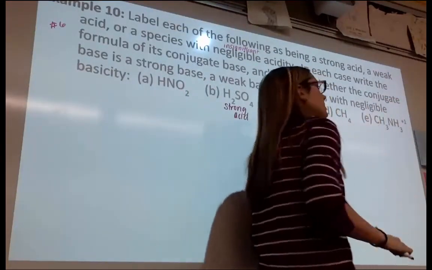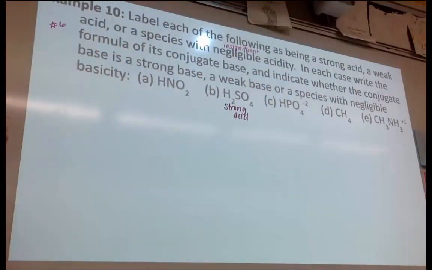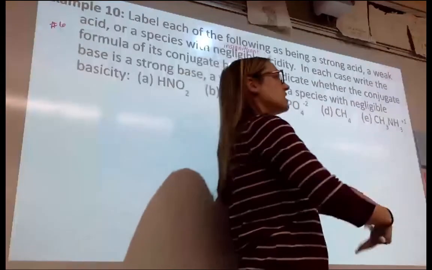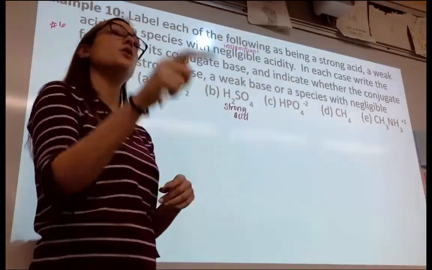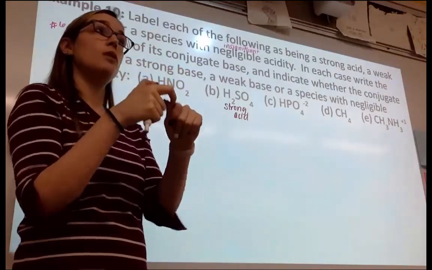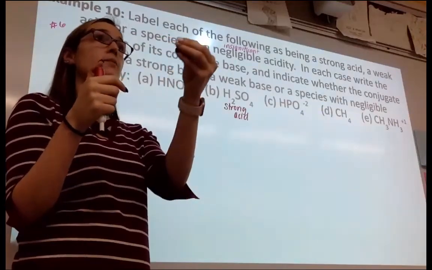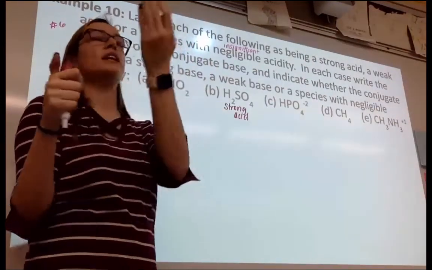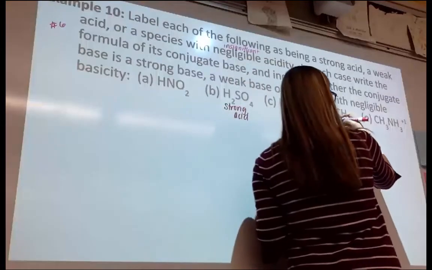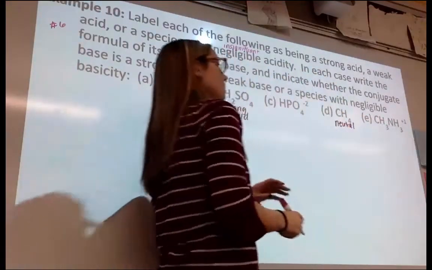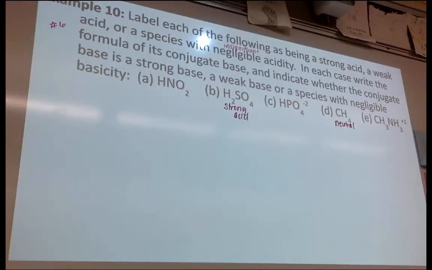But for 7, CH4 is methane. Methane is the gas that comes out of the gas jets. Well, we know from yesterday that acids react with metal. So if methane were acidic, whether strong or weak, it would react with the metal pipes, with the gas jets. We know that that doesn't happen. So CH4 is actually neutral, or it's a substance with negligible acidity. That is the only neutral substance on here.